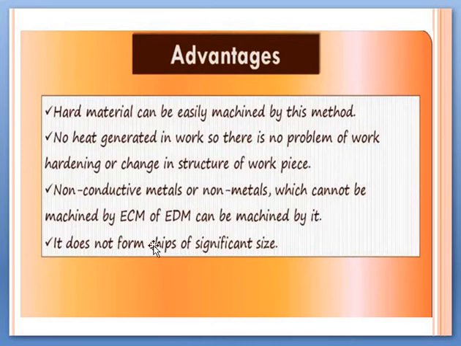What are the advantages? Hard material can be easily machined by using the ultrasonic machine. There will be no generation of heat, so heat hardening will not happen. Non-conducting metals and non-metals can be easily machined by using the ultrasonic machine, which cannot be machined by using electrochemical machining and electrodischarge machining. It does not form chips of significant size. These are the certain advantages of ultrasonic machining.